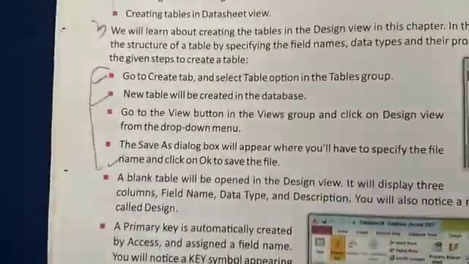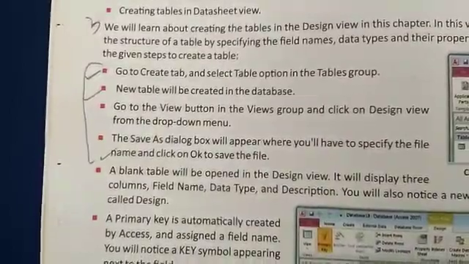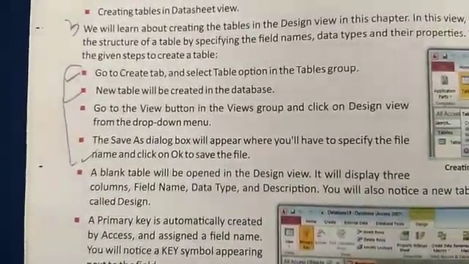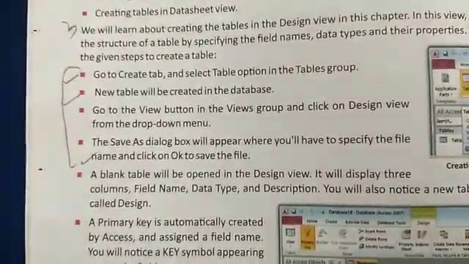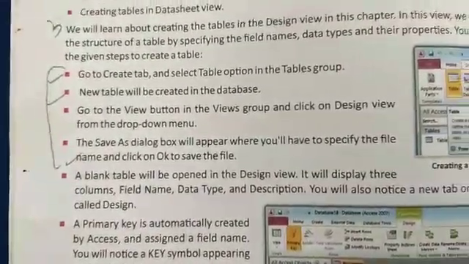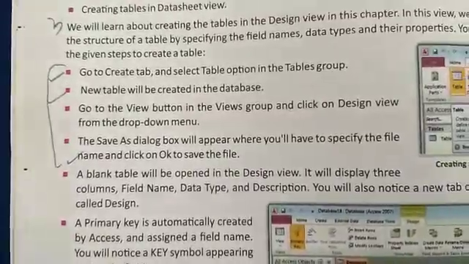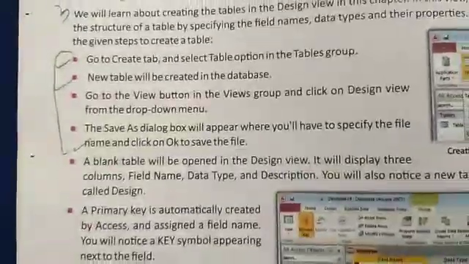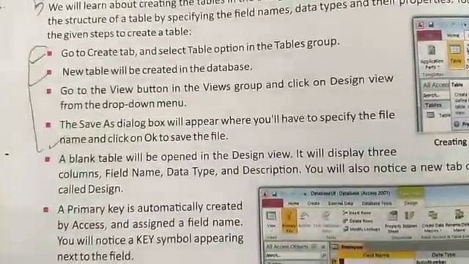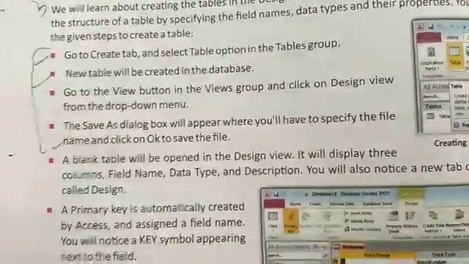Go to the View button in the View group, and click on Design View from the drop down menu. Just select it. The Save As dialog box will appear where you have to specify the file name and click on OK to save the file.